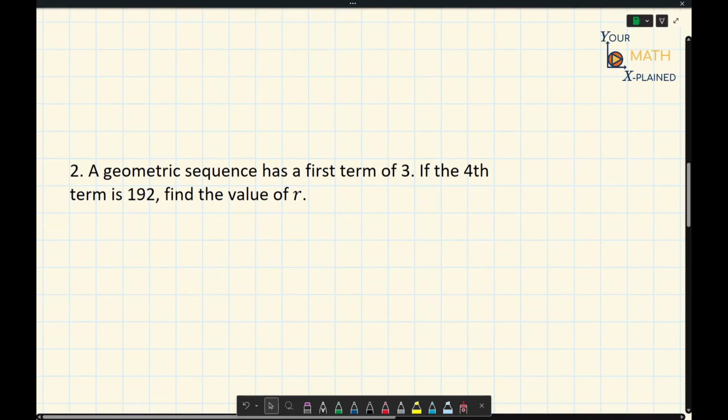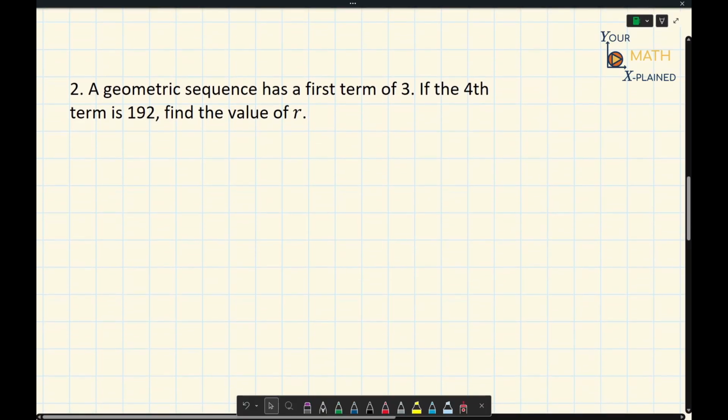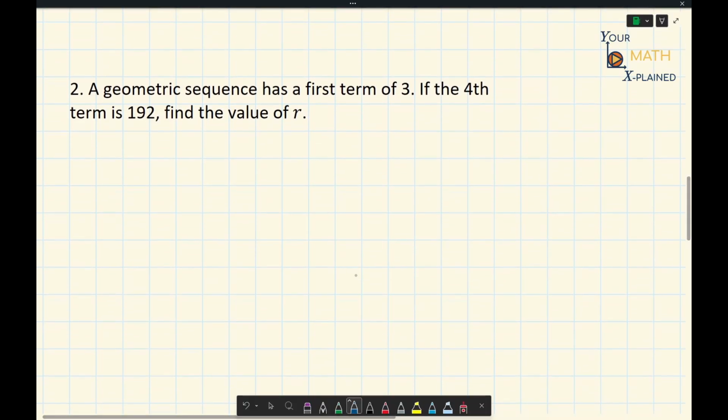For our next example, we are given that the first term of a geometric sequence is 3. So that means u sub 1 is equal to 3. And we're told that the fourth term is 192. So u sub 4 is equal to 192. We're asked to find the value of r. So if we're given the fourth term, then that means our n here is equal to 4.